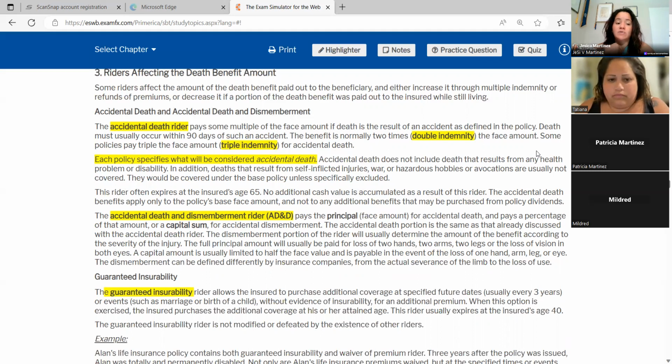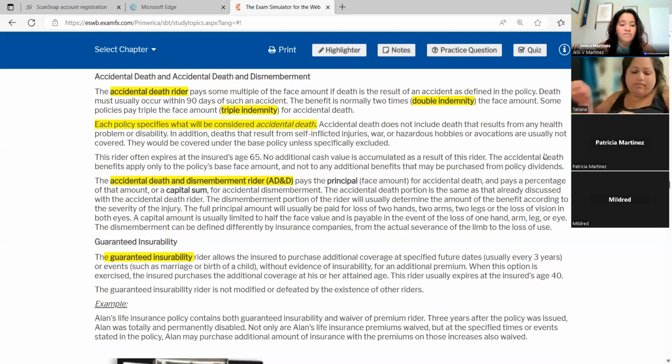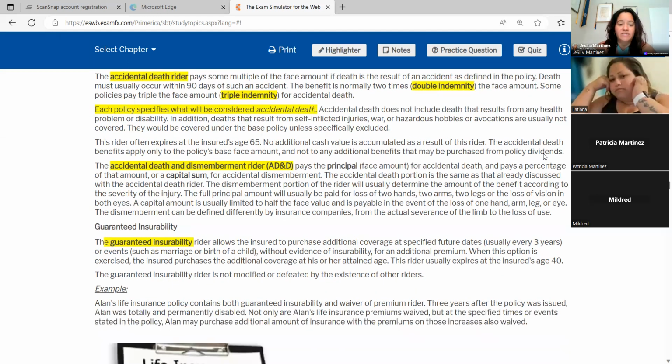So, see, this one is the accidental clause. But let's say you went bungee jumping, an accident happened, and you passed away. And now your policy has the exclusion of those types of hobbies. Even though you died from an accident, because it was while doing those types of activities, it will not pay whatsoever. Now, the rider often expires at the age of 65, and no additional cash value is accumulated as a result of the rider. So if you didn't die of an accident by age 65, that does not mean that somehow your cash value went up or that your death benefit overall went up.